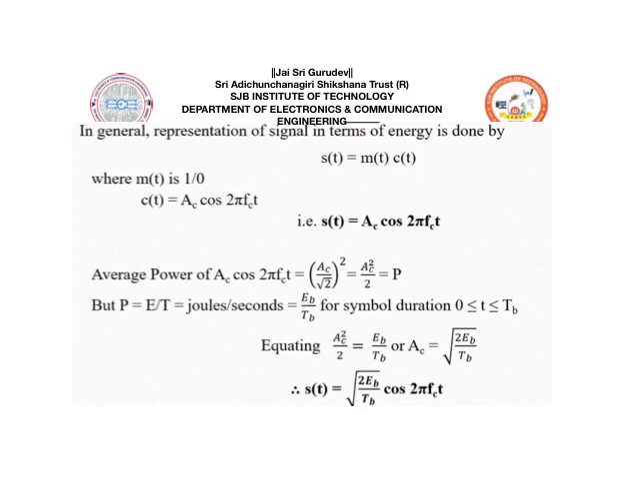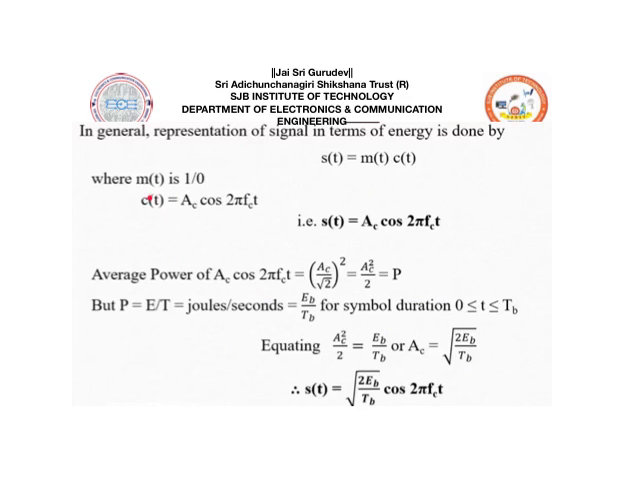In general, the representation of the signal in terms of energy is done as s of t is equal to m of t into c of t. Here m of t represents our message signal and c of t represents our carrier signal. In digital modulation, as we know, our message signal will be in the form of ones and zeros, and our carrier signal is a continuous waveform, a sinusoidal signal.